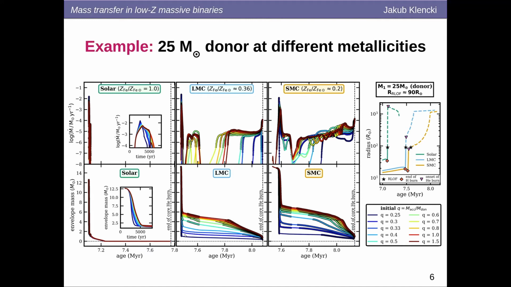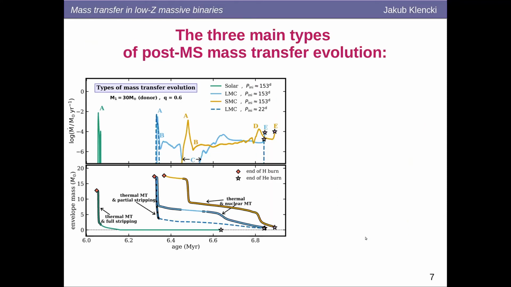Now, in the few models with the most extreme mass ratio in blue here, the mass left in the envelope after the initial rapid mass transfer phase is especially small, around 2 solar masses, and these models actually detach for the rest of the core helium burning. But even then, in these models, they never become fully stripped of a hydrogen envelope. And so we can actually distinguish between the three main types of post-main-sequence mass transfer evolution that we find in our grid, which will be shown here on the left.